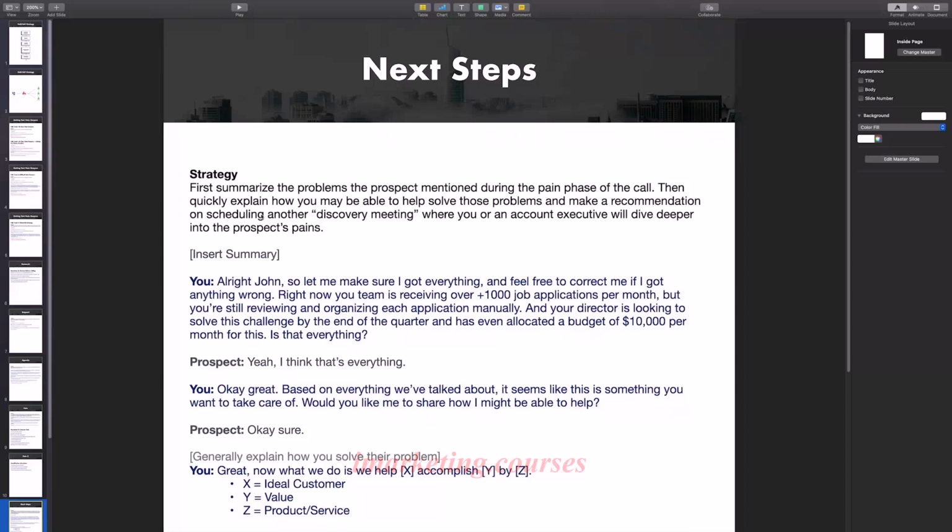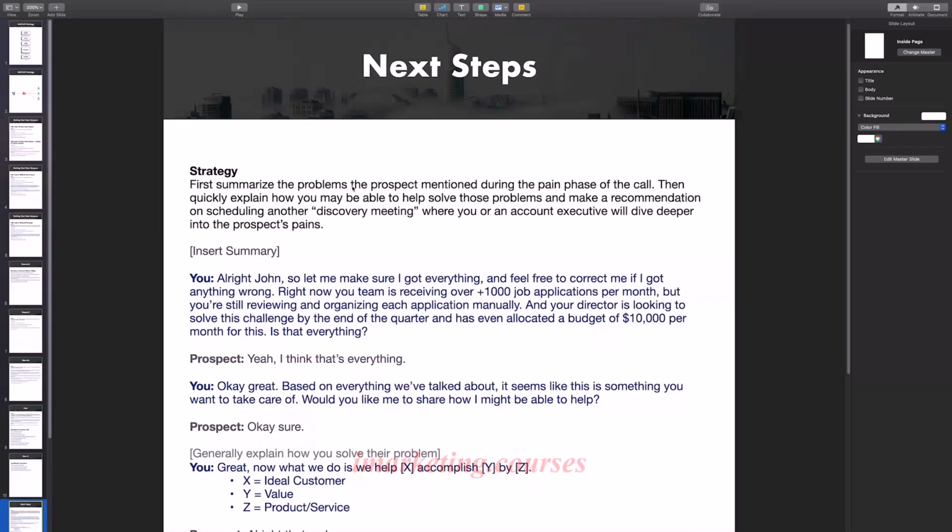So essentially what you want to do is you want to first summarize the problems the prospect mentioned during the pain phase of the call. Then you're going to quickly explain how you may be able to help solve those problems and make a recommendation on scheduling another discovery meeting where you or another account executive will dive deeper into the prospect's pain, right? So basically all this means is setting up the next meeting, right?